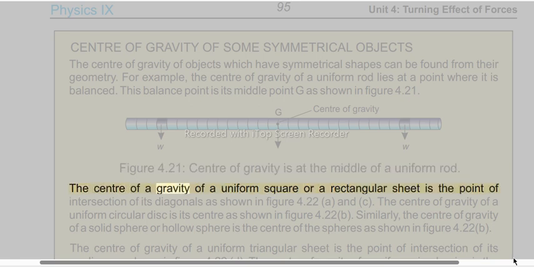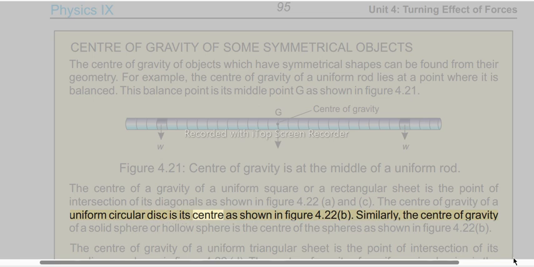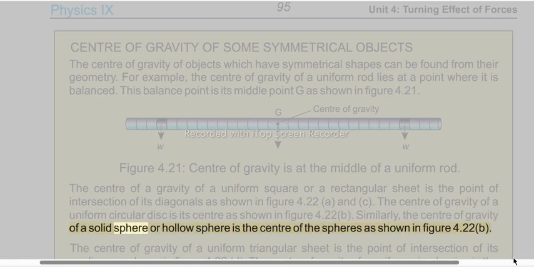The center of gravity of a uniform square or a rectangular sheet is the point of intersection of its diagonals, as shown in Figure 4.22, A and C. The center of gravity of a uniform circular disk is its center, as shown in Figure 4.22, B. Similarly, the center of gravity of a solid sphere or hollow sphere is the center of the spheres, as shown in Figure 4.22, B.